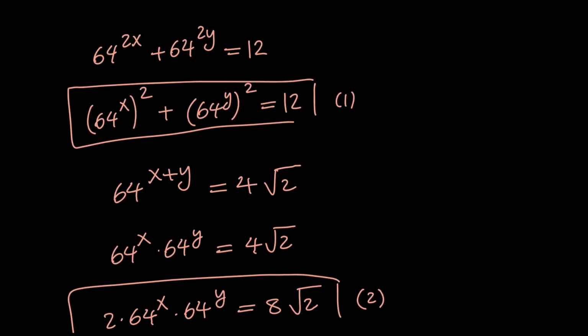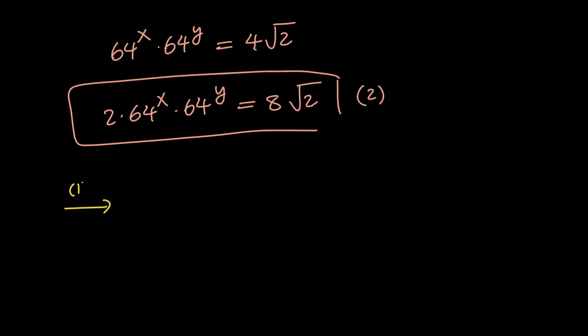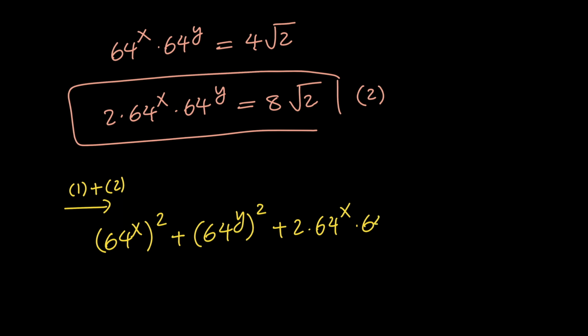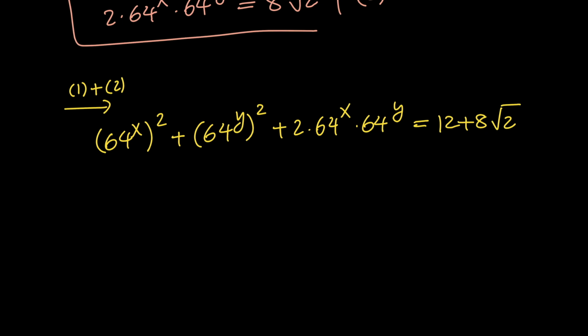So I'm going to add equation number 1 with equation number 2. Cool. So we're going to have 64 to the power of x squared plus 64 to the power of y squared plus 2 times 64 to the power of x times 64 to the power of y equals 12 plus 8 times the square root of 2. Now, if you look at the left-hand side, we have an expression in the form of a squared plus b squared plus 2ab. That means that we can write the left-hand side in the form of 64 to the power of x plus 64 to the power of y, all squared.